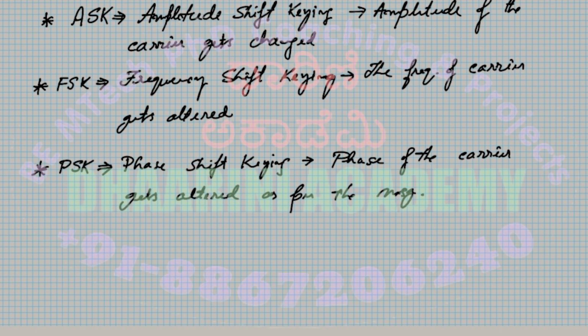So the circuit will, as soon as the data comes in due to the keying, one of the properties of your carrier wave gets changed, and certain modifications will happen in the properties of the carrier wave, and you get an output, right? So that's why the shift keying comes into picture.